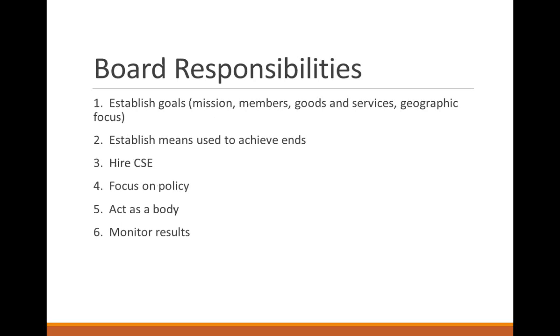The board's responsibilities are to establish the goals, including mission, members, goods and services, and geographic focus, to establish means used to achieve ends. Their responsibility is to hire the CSE. They focus on policy. They act as a body. So it's key to know that when a decision is being made by a board, it can't be made by an individual member. They really need to act as a body in decision making. And they also have the responsibility of monitoring results.